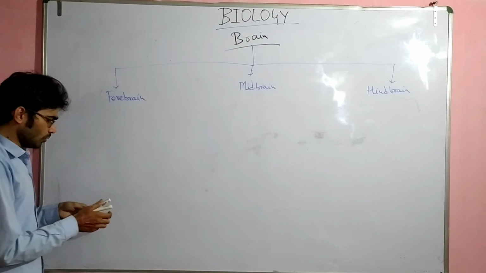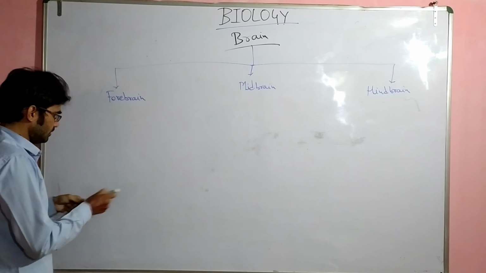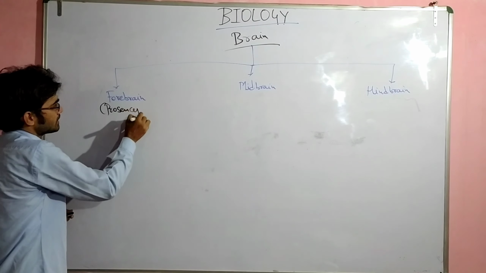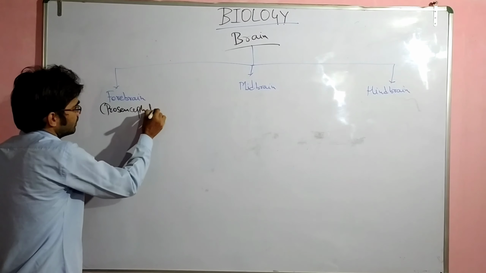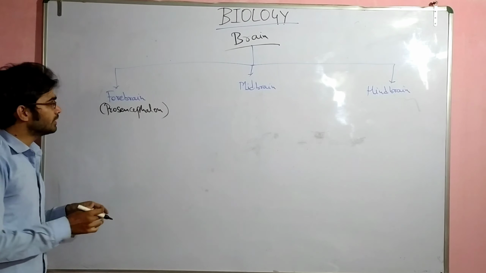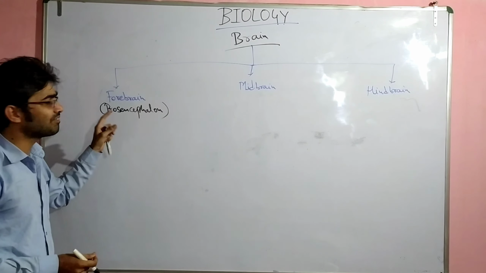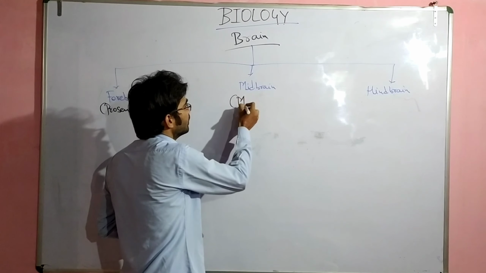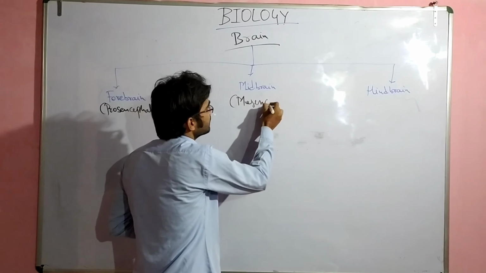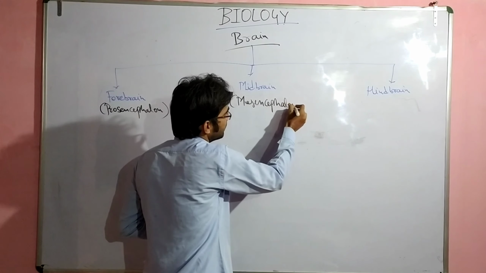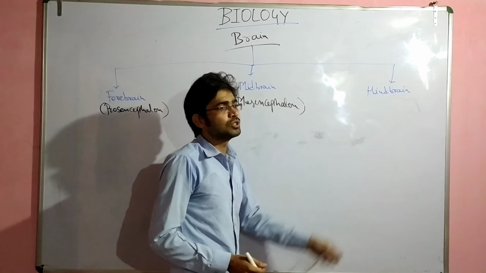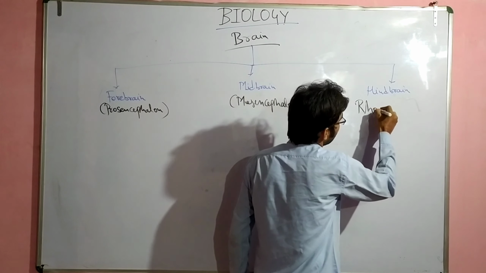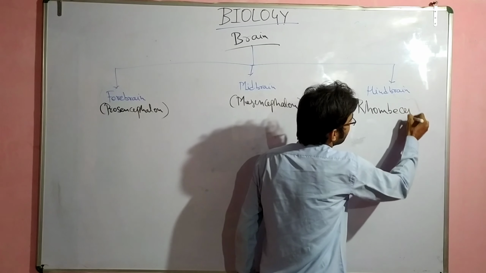The forebrain is known as prosencephalon. Spell correctly. The midbrain is known as mesencephalon, and the hindbrain is known as rhombencephalon.